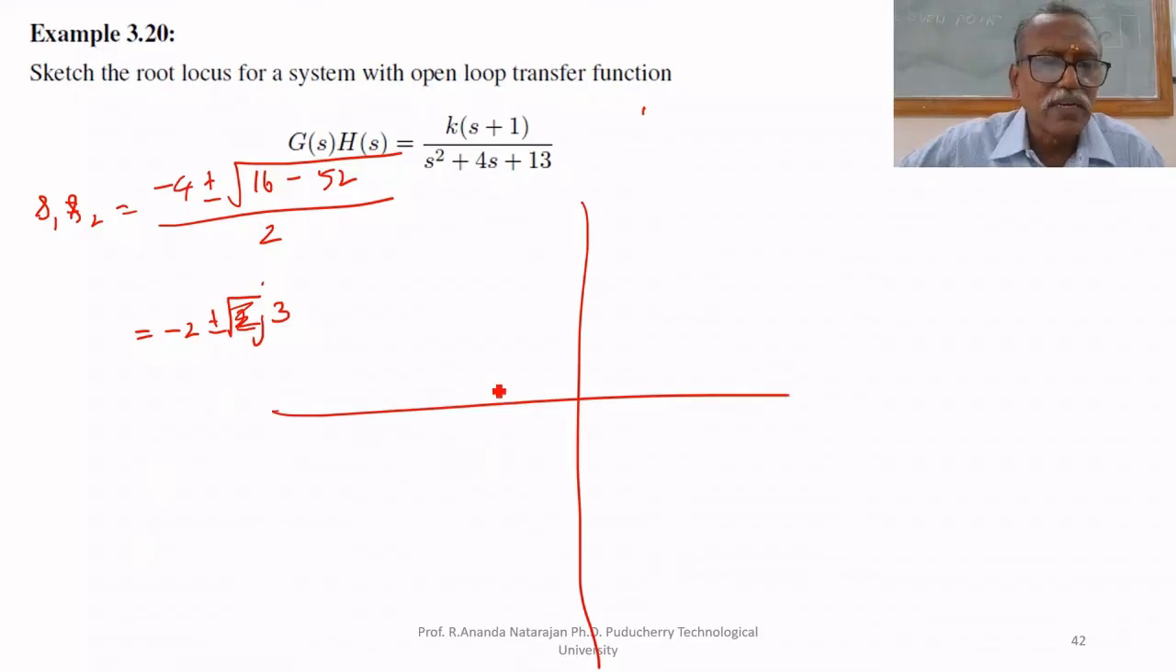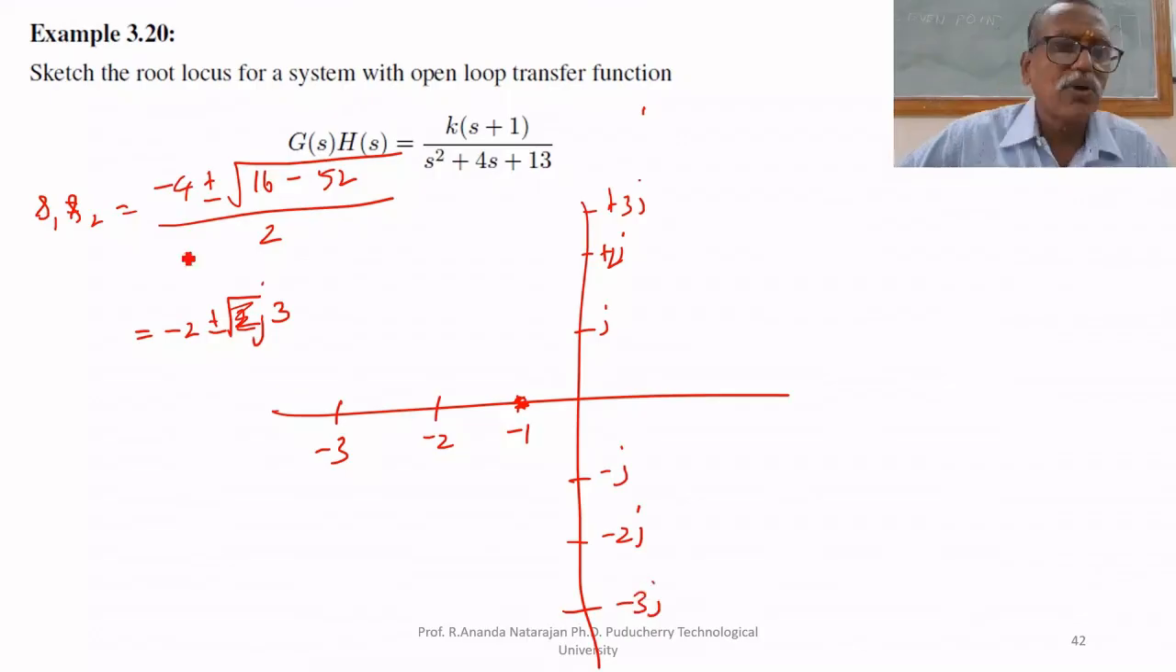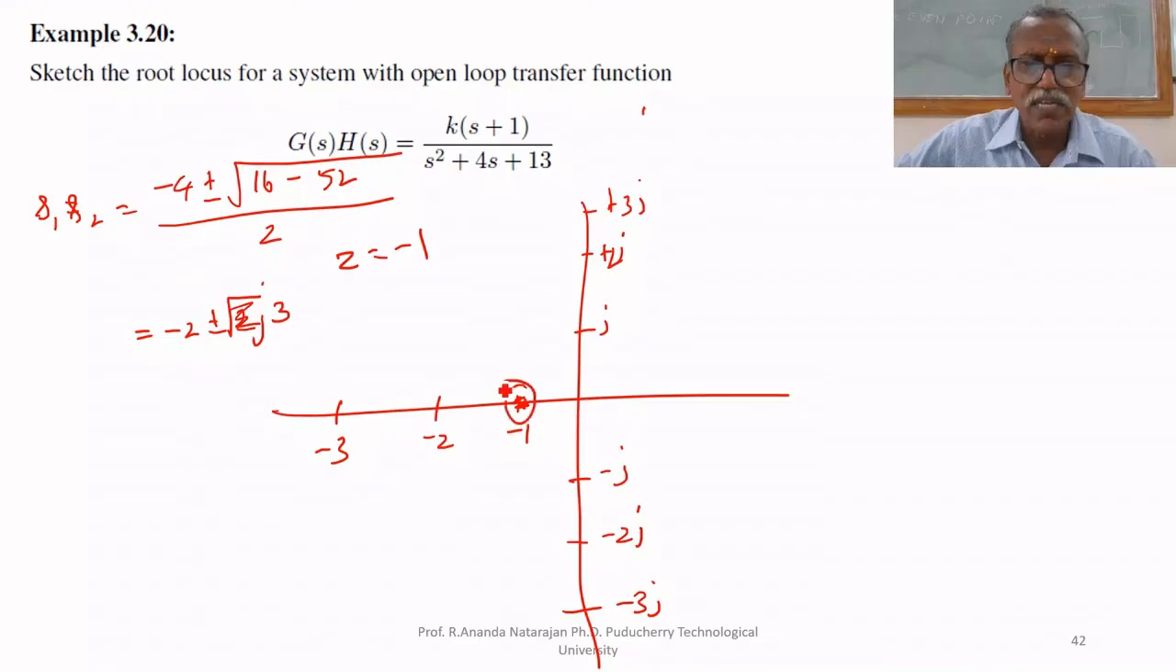So on the axes, marking minus 1, minus 2, minus 3 on the real axis and j, 2j, 3j and minus j, minus 2j, minus 3j on the imaginary axis. The zero is at Z equal to minus 1. One pole is here, another pole is here. Therefore, you have to find the angle of departure.